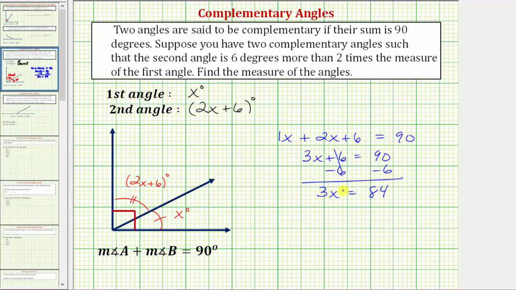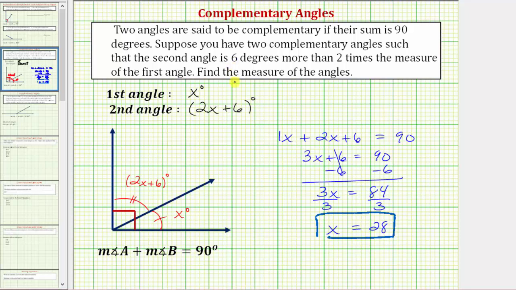3x means 3 times x. To undo this multiplication, we divide both sides by 3. Dividing by 3 undoes multiplying by 3, where 3 divided by 3 is 1. 1 times x is x. x equals 84 divided by 3, which equals 28. So because we now know x must equal 28, we can determine the measure of both angles.